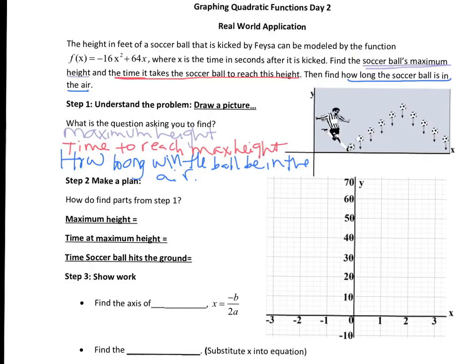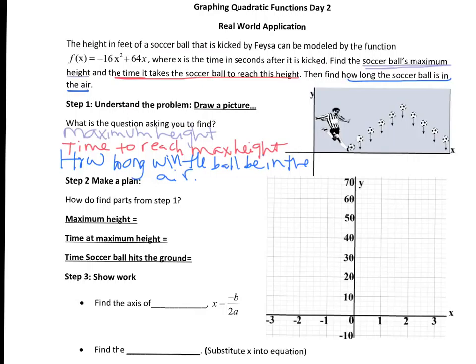So after you find what the question's asking you, step 2, you want to make a plan. You want to ask yourself, how do I find these parts from step 1? How do I find the maximum height? What do I need to do to find the time this ball reaches the maximum height? And how do I find how long the ball will be in the air?